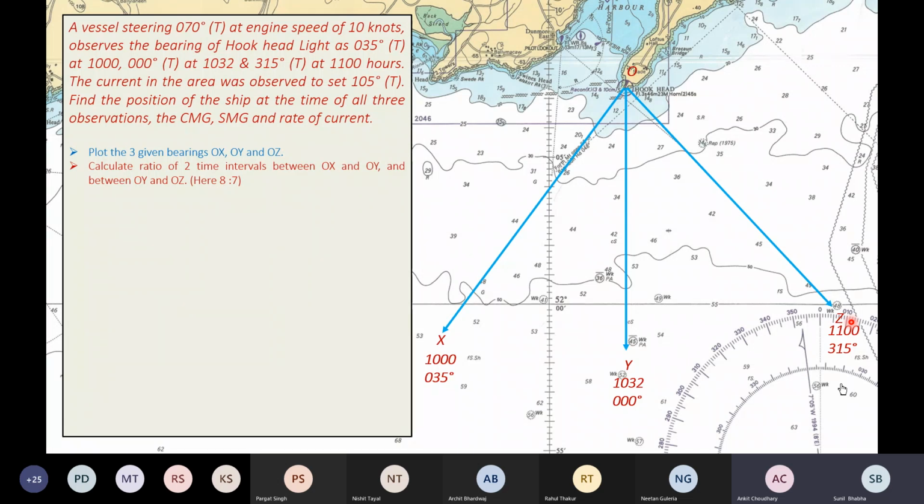Now in the next step, we have to calculate the ratio of the two time intervals: between first and second bearing, that is OX and OY, and between second and third bearing, that is OY and OZ.